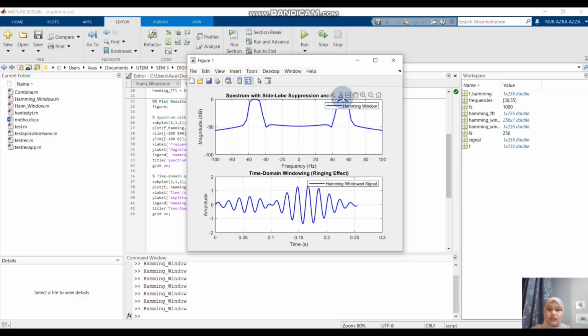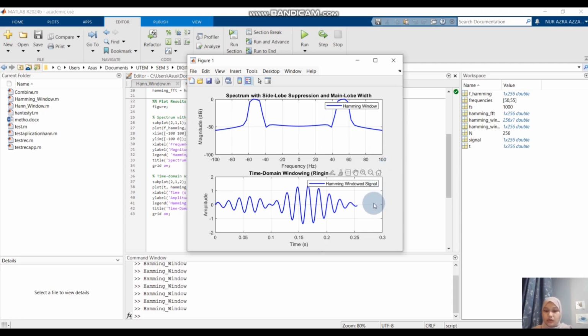So the big central peak is called the main lobe, which represents the main frequency component of the signal, and the smaller bumps on the side are called side lobes. The Hamming window makes the unwanted frequencies much smaller, and it makes the signal's main frequency stand out more clearly.